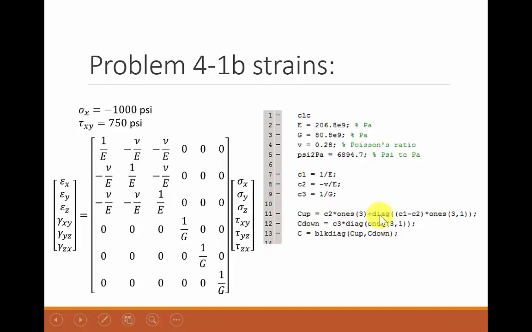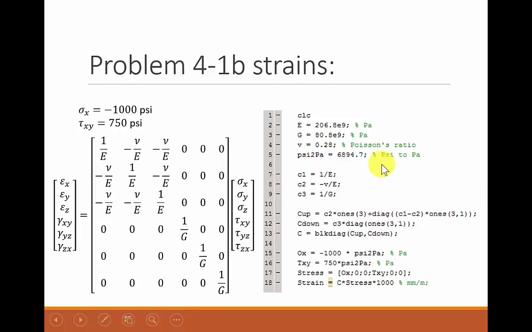And then I take a diagonal of C1, that's this value, but I also have to subtract the one that I put on there with the ones back here. So it's C1 minus C2. This is a diagonal matrix, and then I need to multiply it by this ones matrix to make everything work out okay. For C down, it's a lot easier. I just take C3 times the diagonal of the ones of a 3 by 1. So there we go. There's our matrix, and combining them, this C is this entire matrix right here. Now I just need to enter in stress is equal to, there's our minus 1,000, 0, 0, 750, 0, 0. Multiply it by stress, and I want strain to be in terms of millimeters per meter.